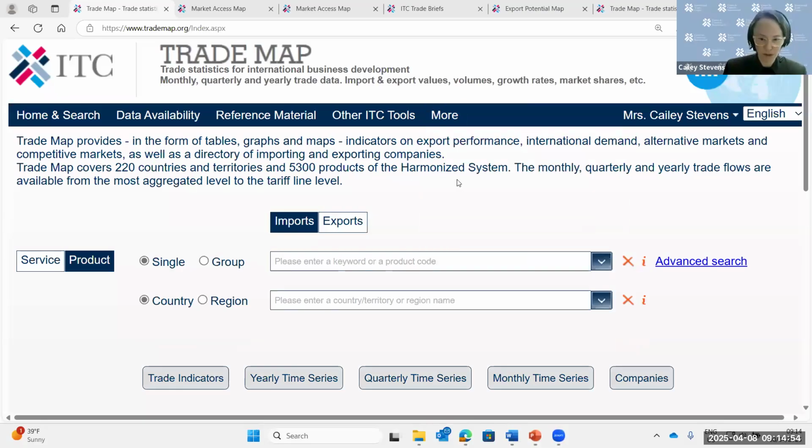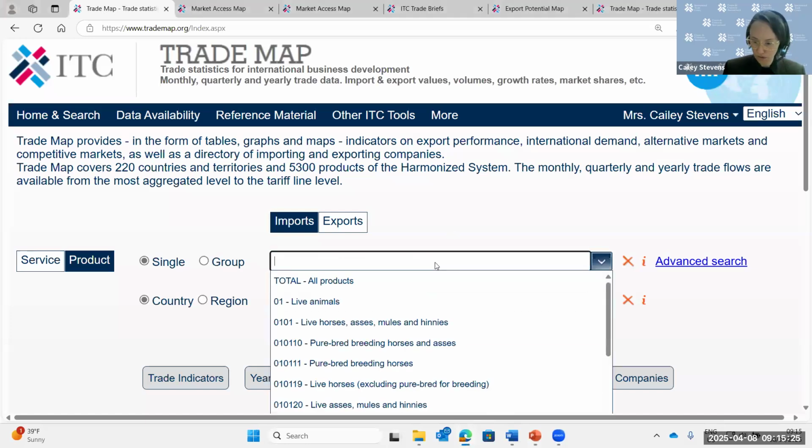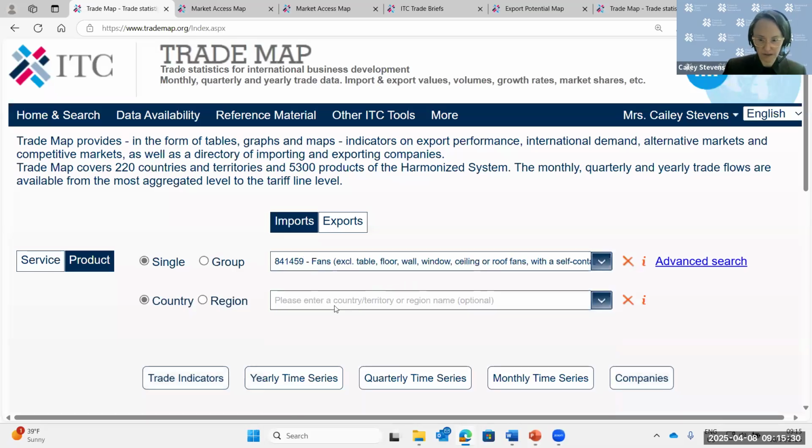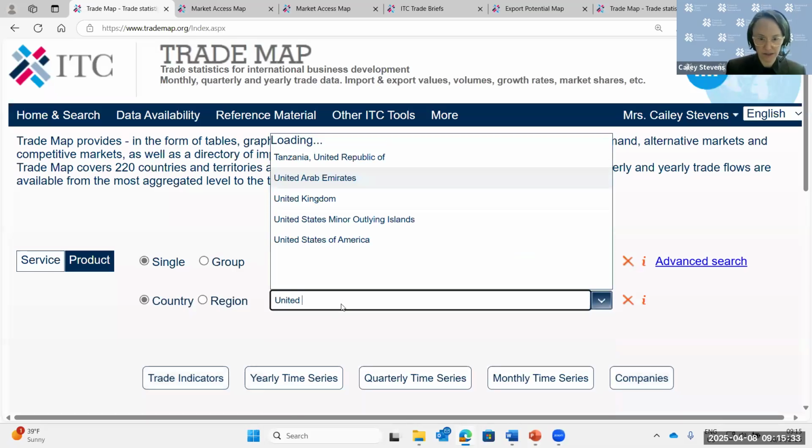So this is a good moment to mention that certain aspects of the data in Trade Map, the full set of data, is visible in Trade Map in the EU and developing countries for free. If you are located in a developed country, we have a fee that you have to pay to see a certain level of detail for products. So that's why I had to log in just then. So we're going to look for fans, and we're going to look at the United States of America.